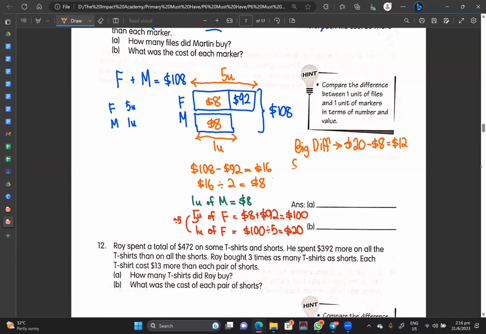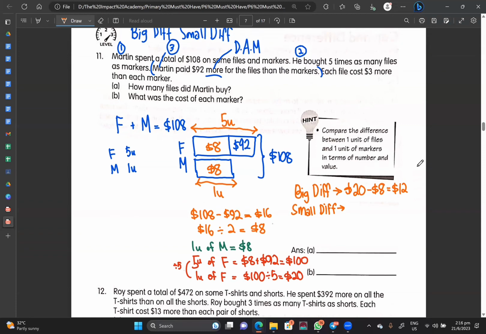Okay, now what about my small difference? For those of you who have attended my lesson, you know that I said small difference is always given in the question. Small difference is not big difference. Small difference is this: 1 file versus 1 marker. You see the difference, how I compare? One more time. Big difference is 1 group of something versus 1 group of something.